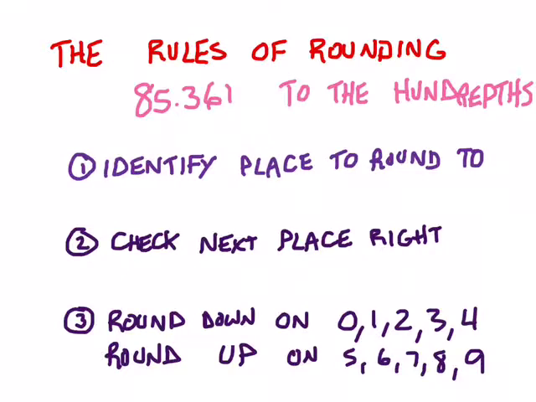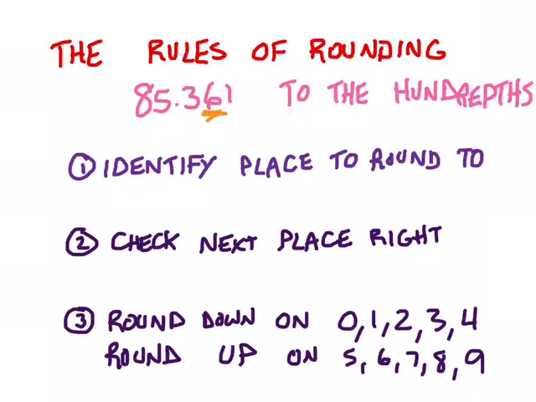Let's say I want to round 85 and 361 thousandths to the nearest hundredths. Well, I can follow these steps. The first thing I'm going to do is identify the place I want to round to. The hundredths place is going to be this 6. So I'm thinking, okay, I want to know whether that 6 stays the same or increases to 7. So I've identified the place to round to.